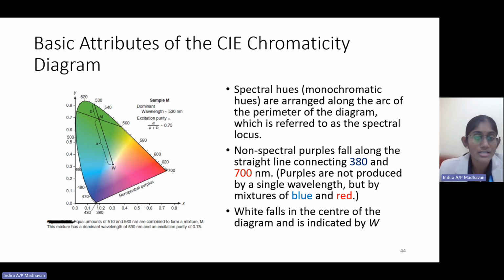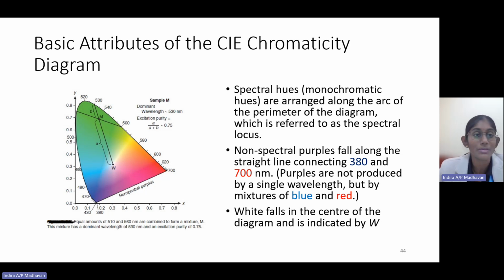Okay, so the non-spectral purples fall along the straight line between these two ends. This connection is human made, so that we can have all the real colors inside this leaf-like diagram, and whatever falls outside are all the imaginary colors. We don't see those colors. Whatever falls on the edge is the monochromatic light that we see.